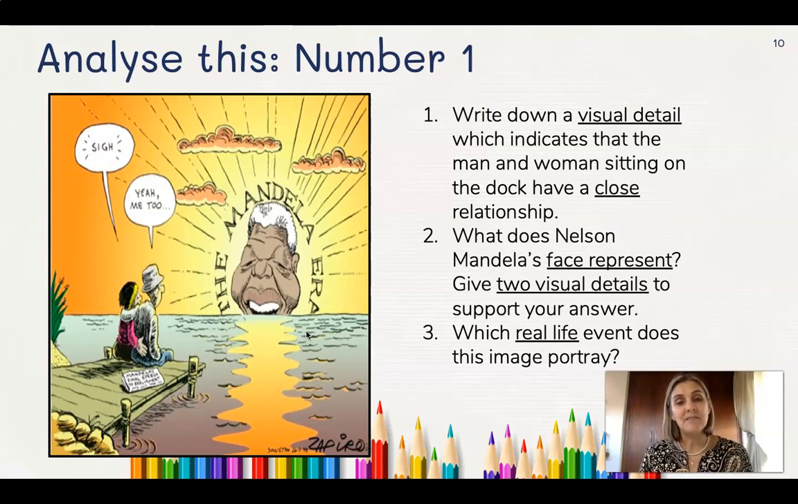So possibly the event of when Nelson Mandela's time in government had come to an end. And it makes sense for that to be the reason, because you've got the man and the woman on the dock, and they're also quite sad because they're like, me too. So they're also feeling that loss now that Mandela is probably moving on and out of being a president, and so somebody else has got to come take his place.